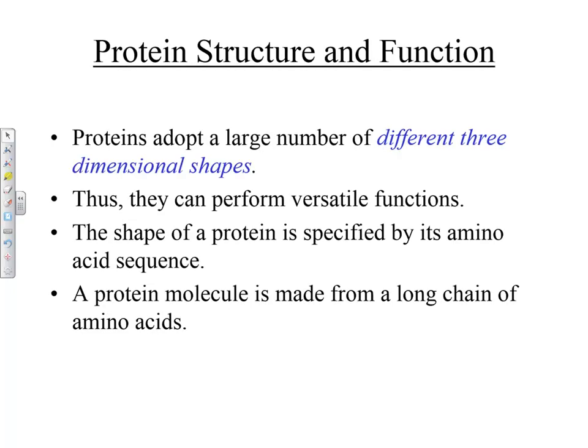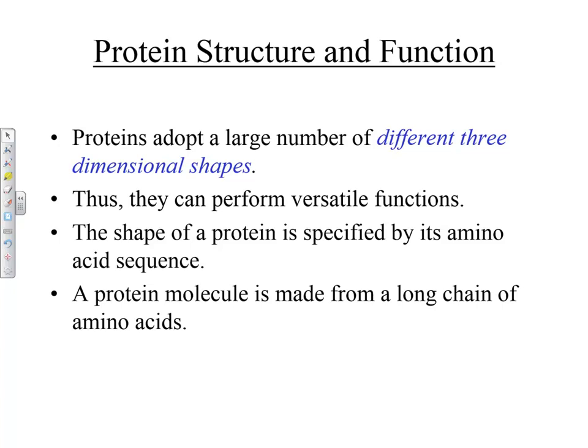Now, for protein, structure is everything. They have exactly the right shape that is needed for the specific function for which they are designed. So proteins adopt a large number of different three-dimensional shapes, and thus they can perform versatile functions. I gave you an example: hemoglobin has exactly the right number of amino acids in the right sequence, so that it has the right shape to bind an oxygen atom and carry it from the lungs to the tissues.